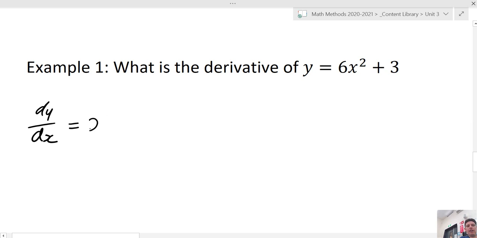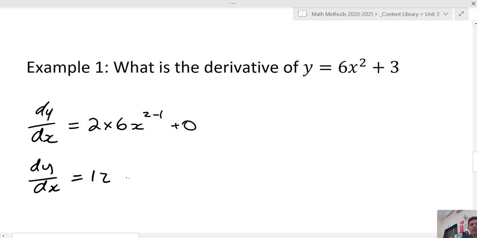Times the coefficient by the power, and you minus 1 from the power. What happens to the 3? It disappears because there's no x. So it's currently x to the power of 0. Okay, so it disappears. So that's derivatives. So that was the derivative of the function. Minus 1 from the power, bring it out the front.